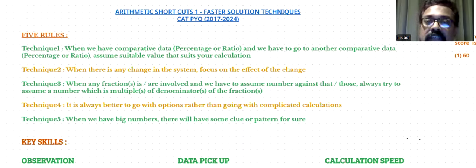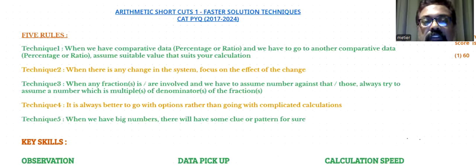In arithmetic, we will have two videos. This will be the first video, and the second video will come later. Now, we are focusing more on shortcuts. In arithmetic, we go for shortcuts because in this section we have the chance to save some calculation time, and that saved time we can utilize in algebra and geometry.